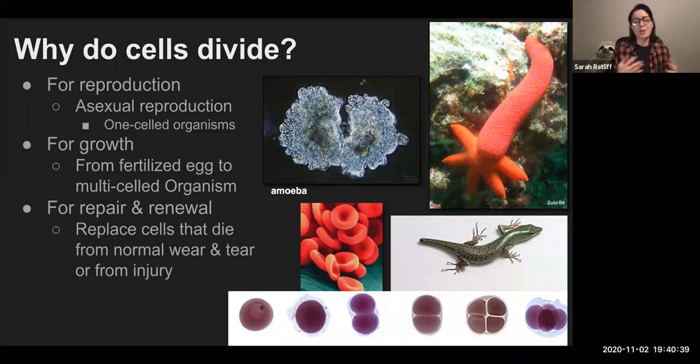So let's say you're riding your bike and you hit this weird stick and you go flying in front of the handlebars and you get this huge gash on your arm. Your cells are going to immediately start dividing to repair that injury. And then there's wear and tear. Cells age just like we do. They're gonna get old, they're gonna get worn out, they're gonna need to be replaced.